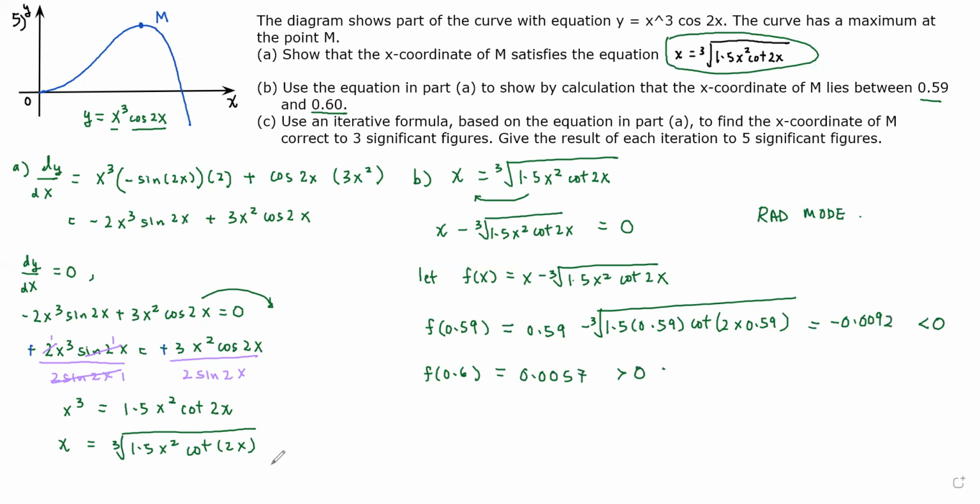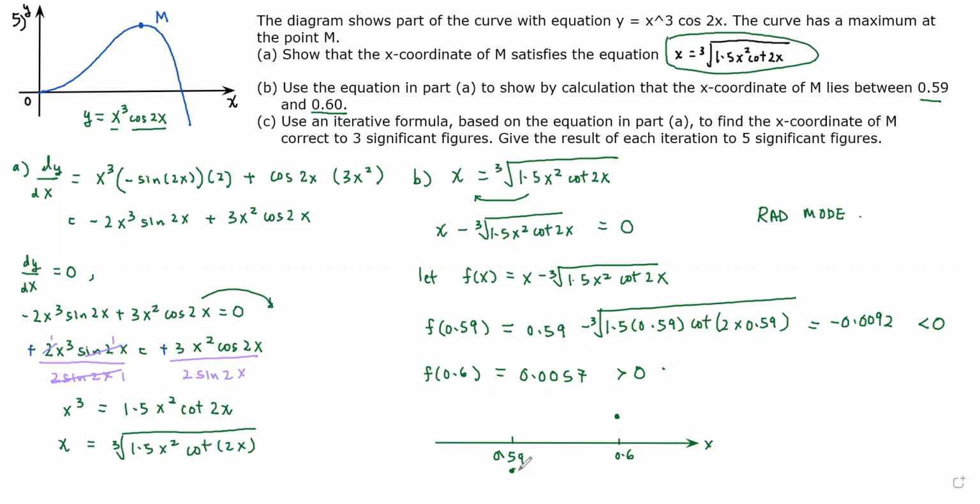Now let's look at this. If this is the x-axis here, and you have 0.59 and 0.6. The f value is the y value. So the function f(x) has a y value that is below the x-axis at 0.59. And at 0.6, that function f(x) has a y value which is positive.